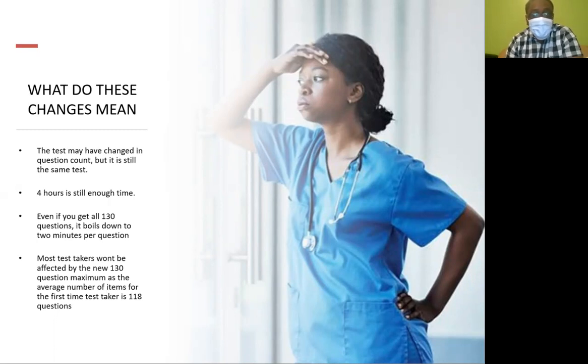Again, the computer has always made a decision on the first 60 credited questions. Before these changes, of the first 75 questions, 15 were research questions. So by the time the computer was making its decision whether you passed or you failed, it was doing this based on the 60 questions from the 75 you already answered. So most test takers won't be affected by the new 130 question maximum, as the average number of items for first-time test takers is usually 118 questions.